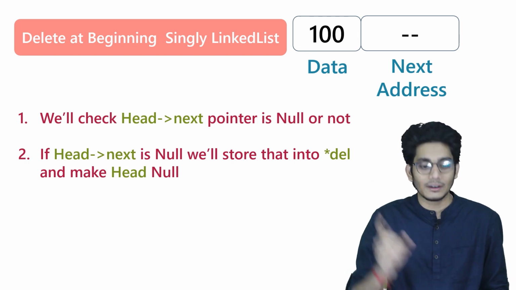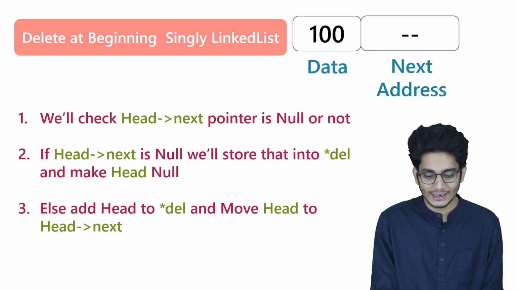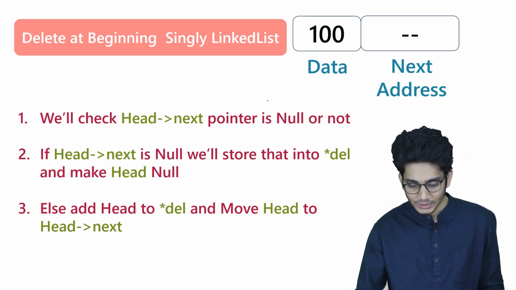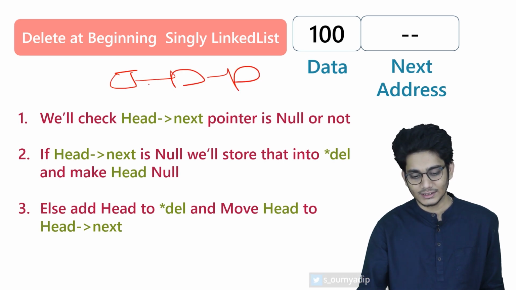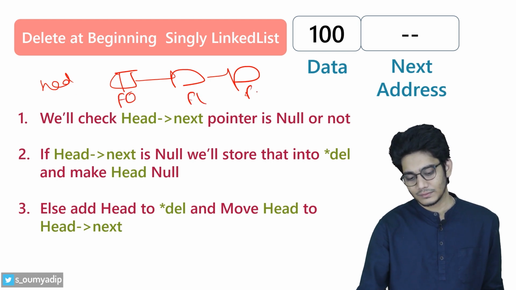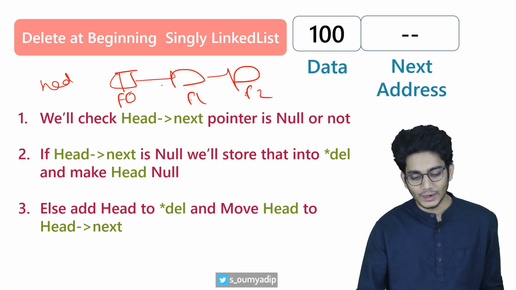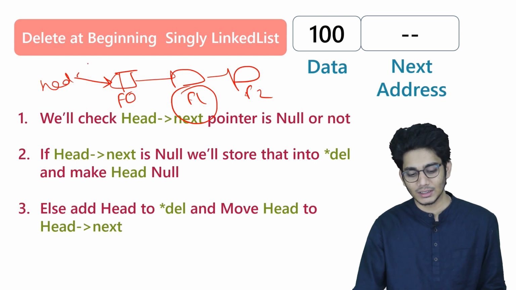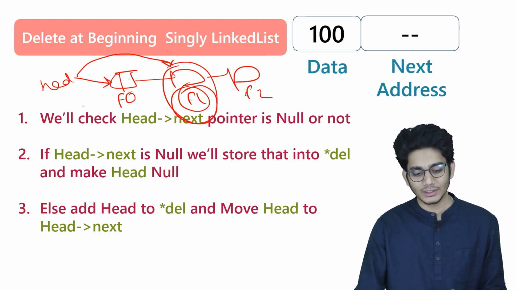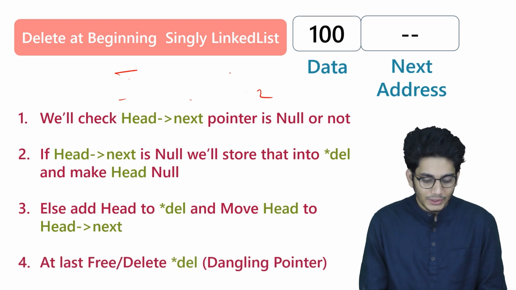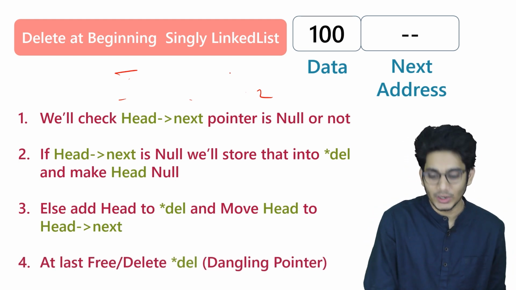Else, we'll store the head into del, then move the head to next. So what does it mean? Let's say that we have a list like this. This is the list and head is pointing here. Let's say F0, F1, F2. So we'll move head to head next. What does head next mean? Head next means F1. At first head was pointing to F0. Now if we move head to head next, it will point to F0 next. What is F0 next? That is F1. So we will point to this, and before that we'll store this into del, then we'll deallocate this. We'll talk about that again. And at last we'll free or delete the del, else it will be a dangling pointer.